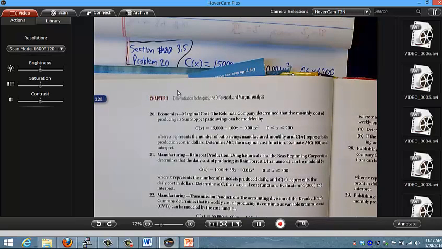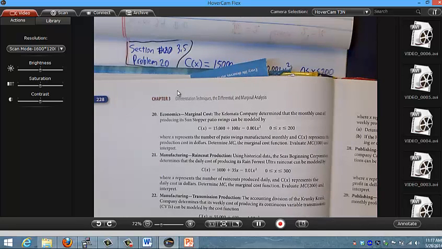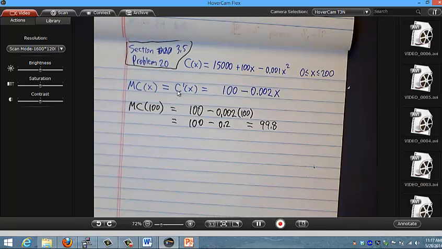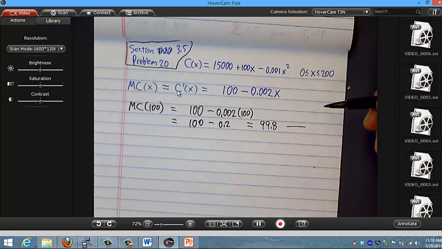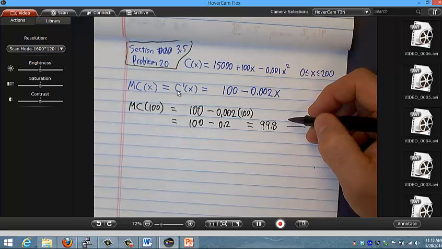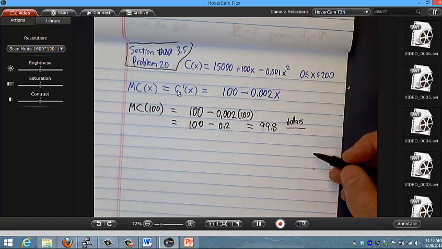Okay? All right, so now we're supposed to interpret MC of 100. So we've done this before, right? First we look for the units. So again, it's C prime of x, or dc dx, right? So what are the units for this 99.8? Well, cost is measured how? Dollars. Does it say that? It does. Production cost in dollars per what? Swing.